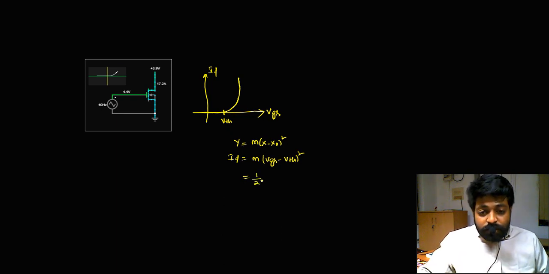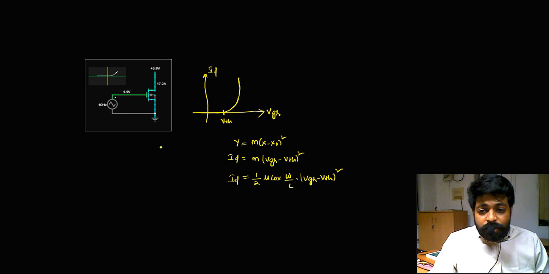It's not that easy, so I cannot do the derivation for m. I'm keeping that m value as it is, mu Cox W by L times (VGS minus VTH) whole square. So this is the curve equation for the ID.